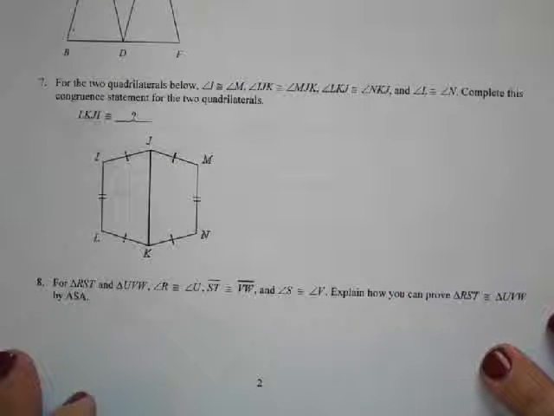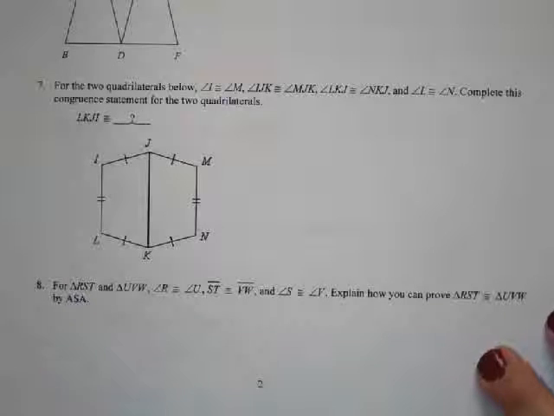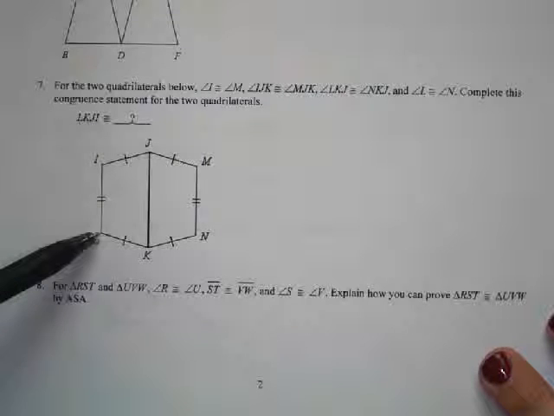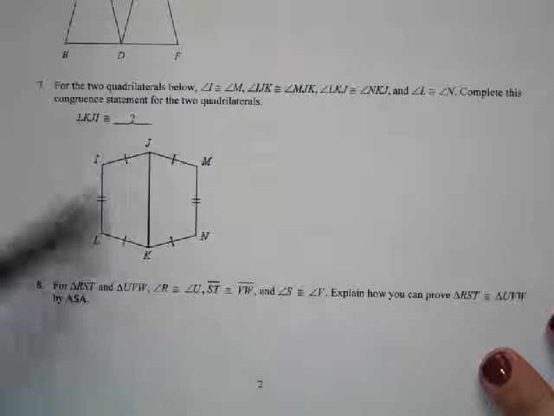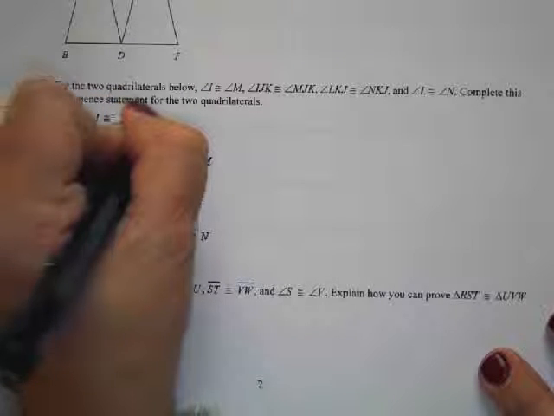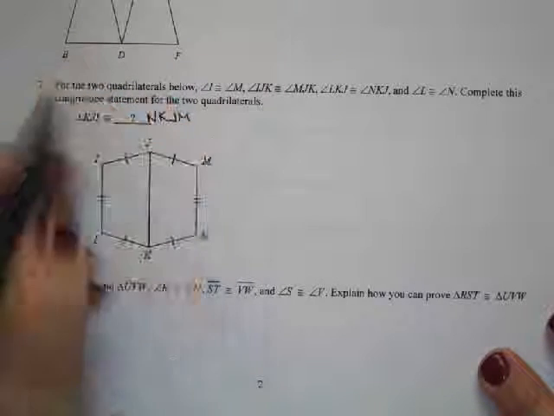In problem number 7, we go quadrilateral L, K, J, I, so order matters. So L, K, J, I. So we need to go N, K, J, M. N, K, J, M. So corresponding parts match up.